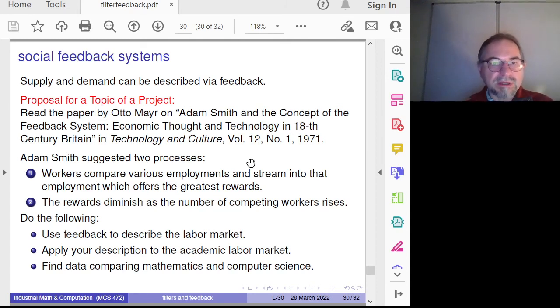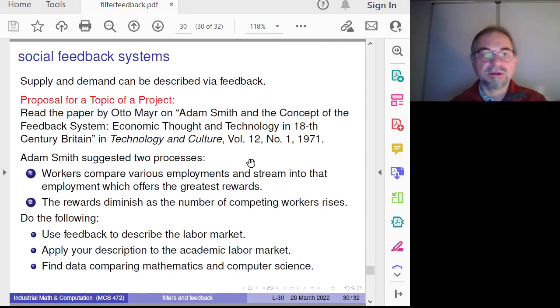So look at the paper and use your own words and use feedback to define feedback as applied to the labor market. We are interested in a particular market and in particular subjects. This is a course in mathematical computer science. So look into the subjects of mathematics and computer science and what the labor market is there, and you can narrow it down to academia, for which you can look at the supply and demand.